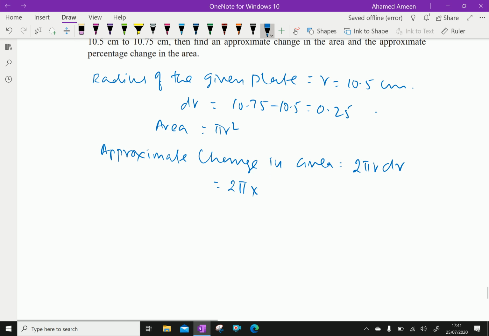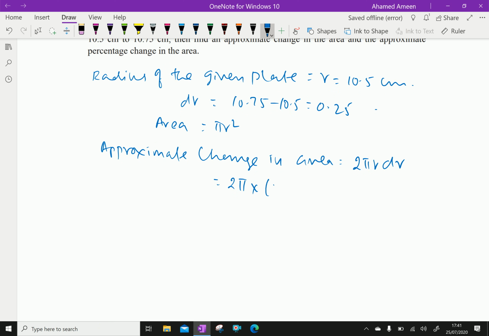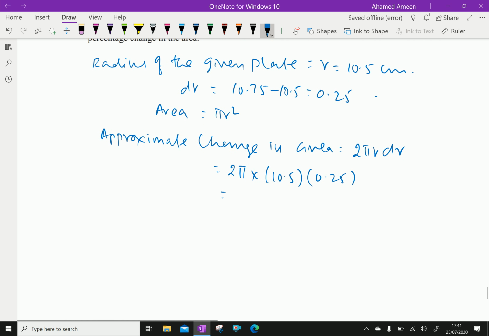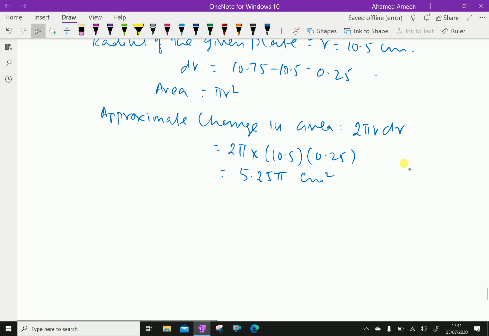2 pi r, with r is 10.5, and dr is 0.25. Multiplication of these numbers we will get 5.25. 2 into 0.25 is 0.5, and 0.5 into 10.5 is 5.25 pi centimeter square. Now the approximate percentage change.